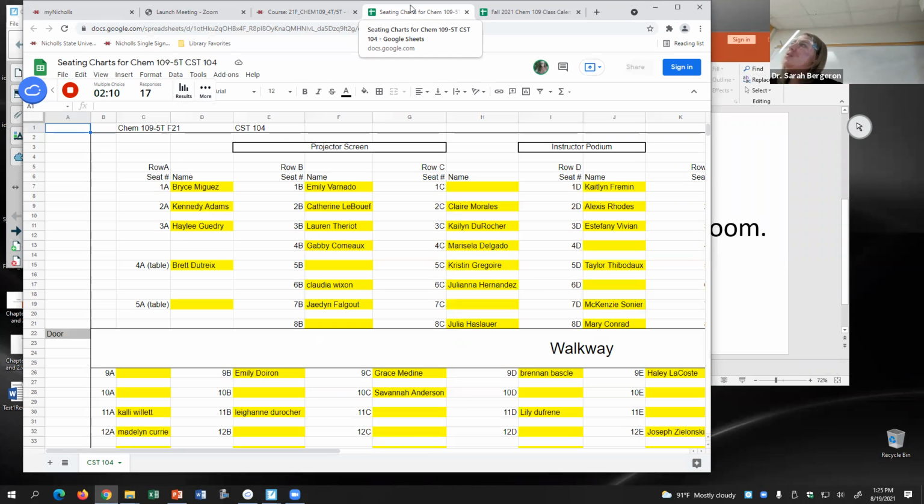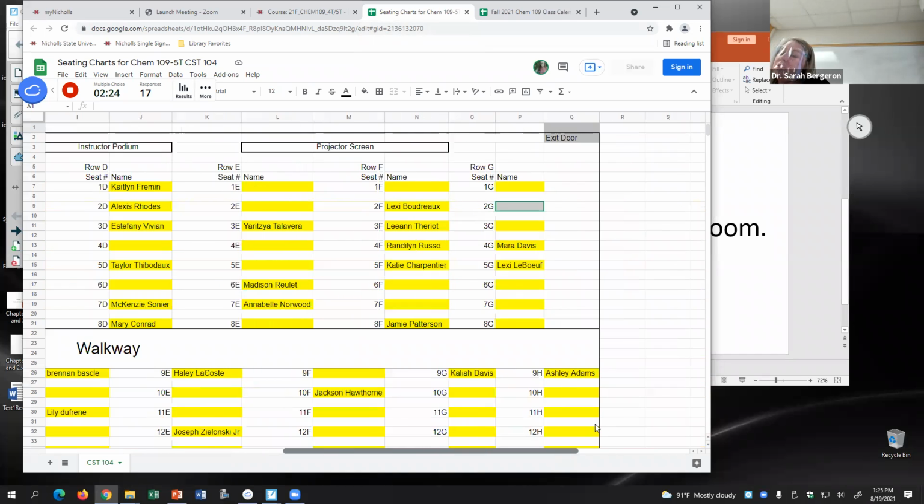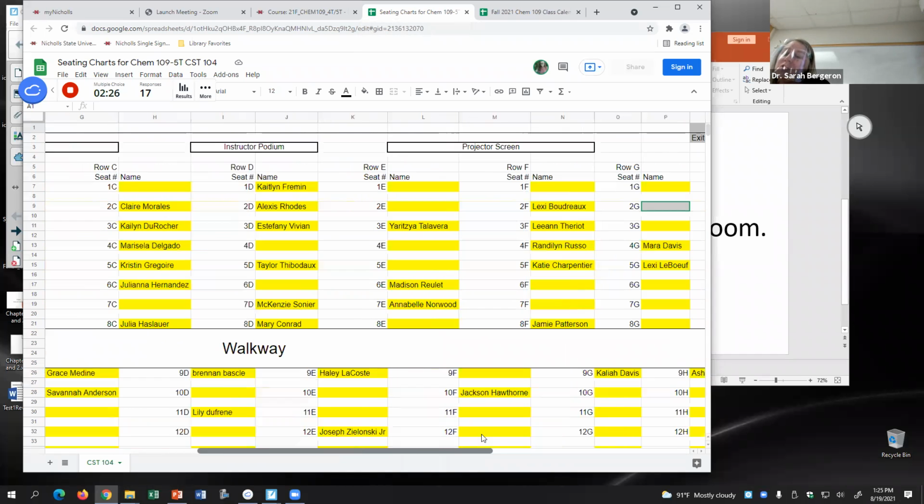Okay, so as we're waiting for people to come on in, please go in and double check that we have the correct seat for you on the seating chart. This is really important. And there's a little scroll bar at the bottom to get to the other seats. So please make sure that you have put in your name.